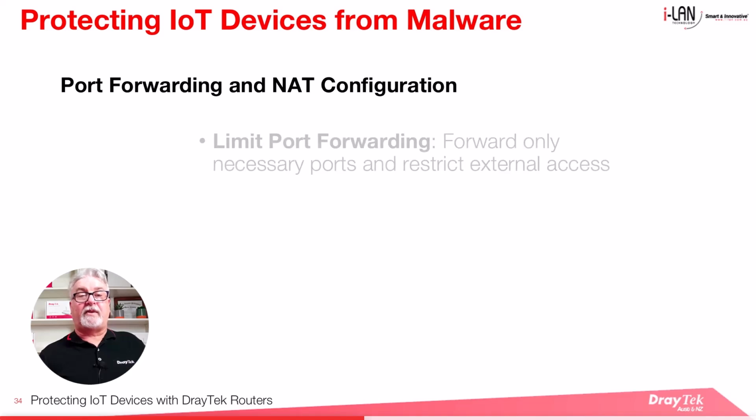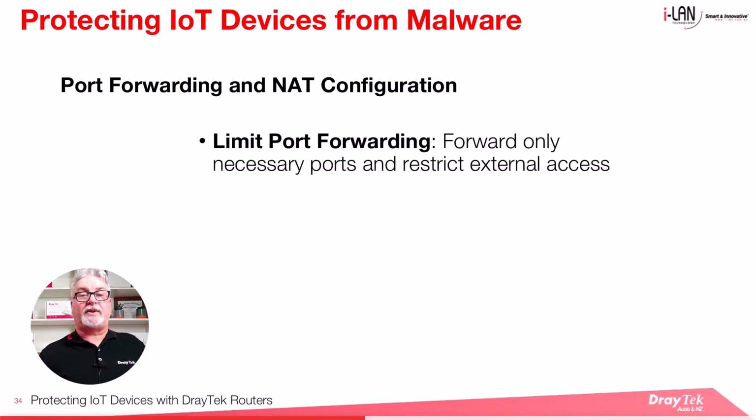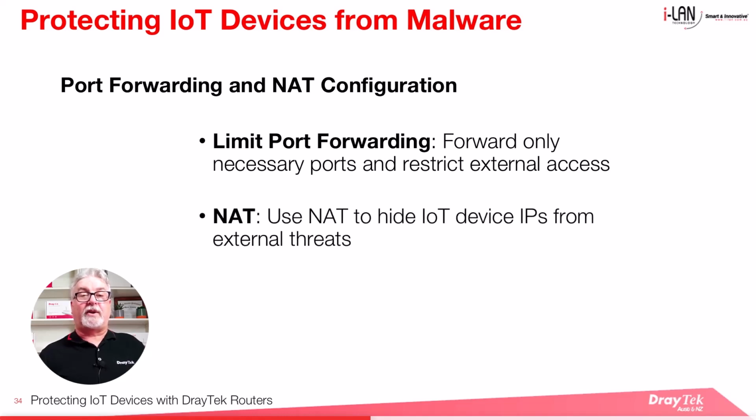In addition, unnecessary port forwarding for IoT devices should be avoided. Forward only ports that are required for specific devices or services, and restrict the external IP addresses that can access those ports. You can use NAT to hide internal IoT device IP addresses, making it harder for attackers to target them directly from the internet.